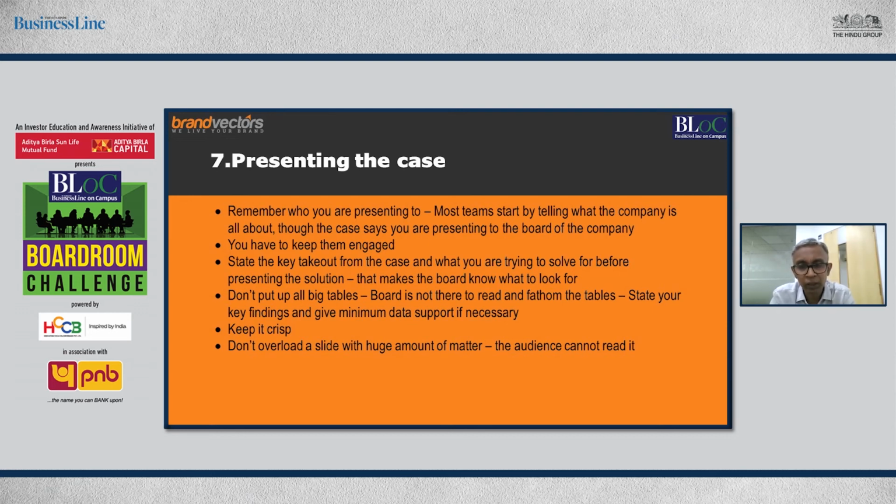So keeping it crisp, keeping them engaged, and not overloading the slides with a lot of information is going to definitely leave the audience, whether it's the board or senior management, with a certain set of information which they're able to carry, rather than going back seeing that there were lots of slides, there were lots of Excel sheets, but I don't know what I took out from that. That is the situation that we need to avoid.